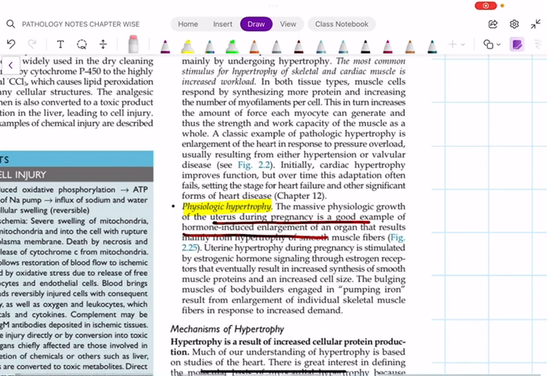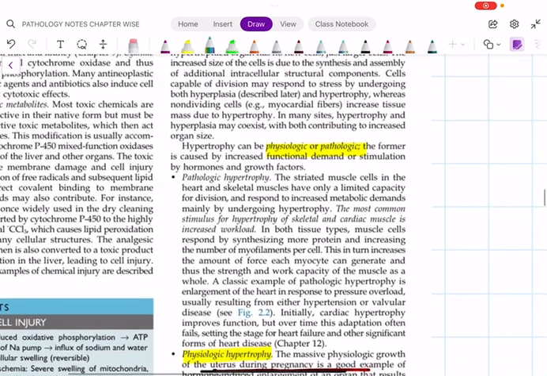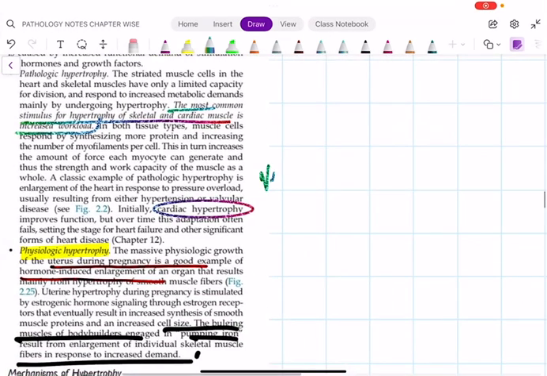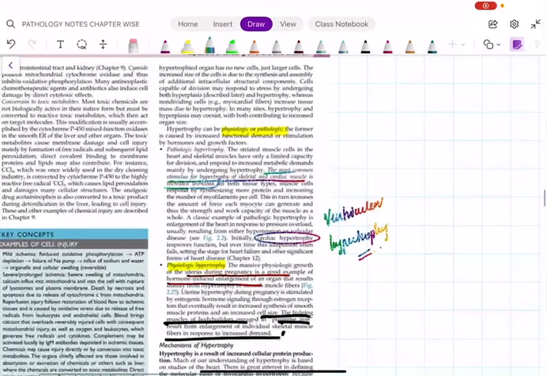The bulging muscles of bodybuilders, yes, that is again an example of physiological hypertrophy. Pathological hypertrophy: the most common stimulus for hypertrophy of skeletal and cardiac muscle is increased workload. The best example is cardiac hypertrophy. We have a condition called ventricular hypertrophy, that is, the ventricle of the heart will be hypertrophied. We have pictures, we will see that again. It is an example of pathological hypertrophy.